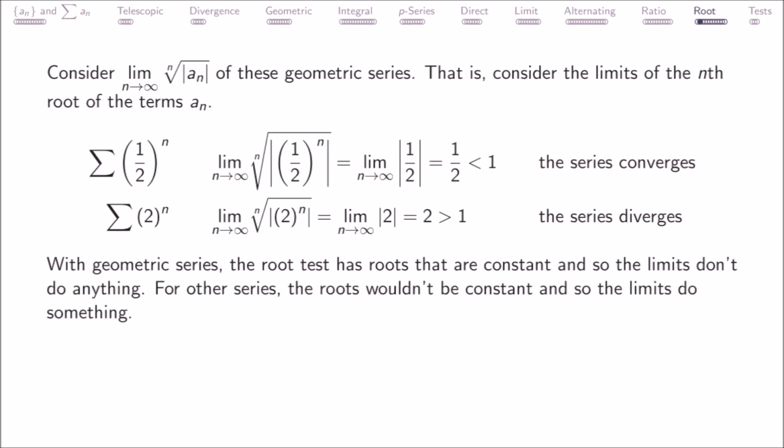Consider the limits of the nth root of the absolute value of these geometric series. That is, consider the limits of the nth root of the terms a_n. With geometric series, the root test has roots that are constant, and so the limits don't do anything. For other series, the roots wouldn't be constant, and so the limits do something.